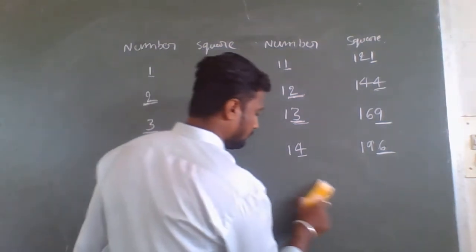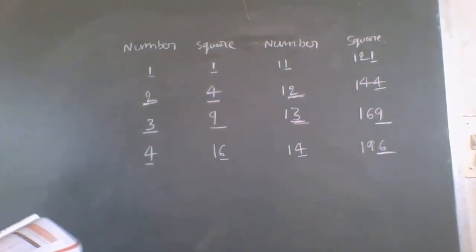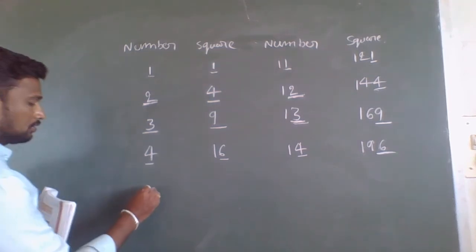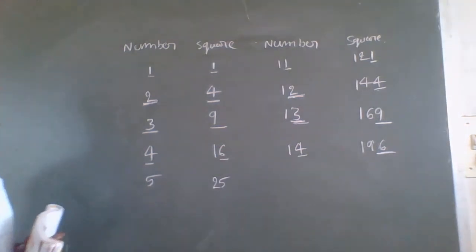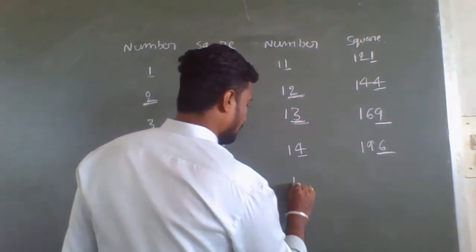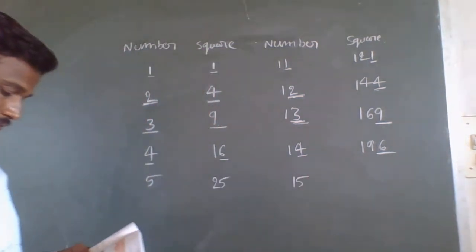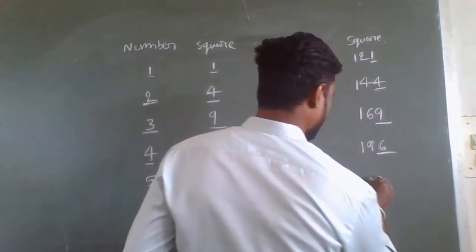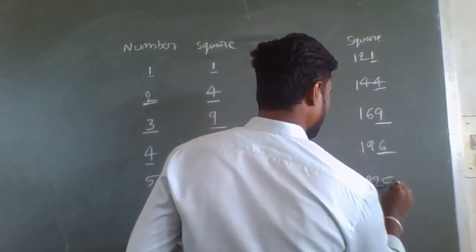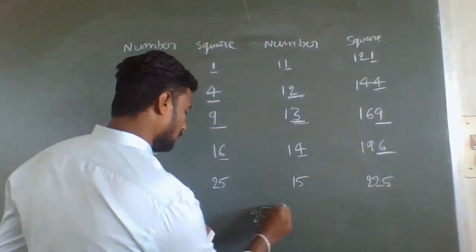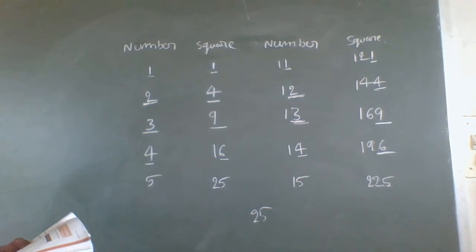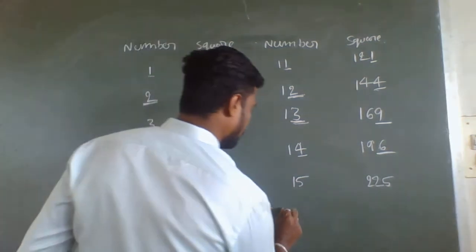Next one, 5. So here I will consider 5 and the square number is 25. Square number 25, and when it is 15, 225, and when it is 25, the square number is 625.